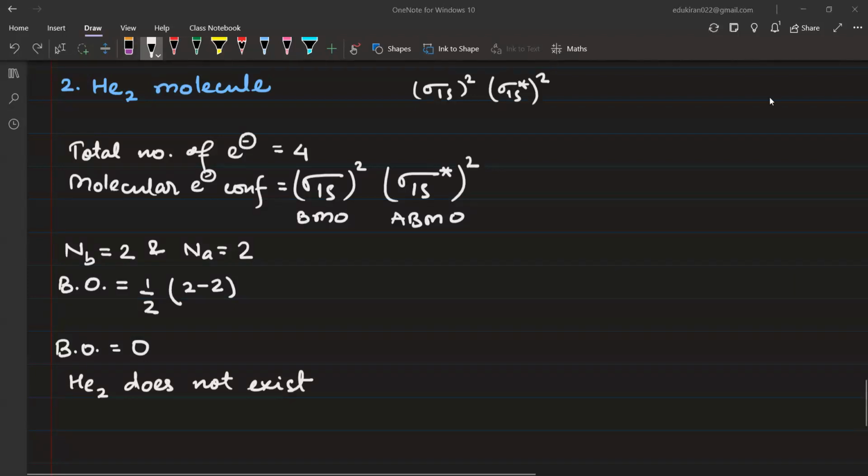अब अगला क्या आएगा, you will have sigma 2s if you have 2 electrons here and sigma 2s star if you have 2 electrons here. So see these two are cancelling each other and there is no bond. And similarly the sigma 2s2 and sigma star 2s2 they will cancel each other and there will be no bond order, correct hai?